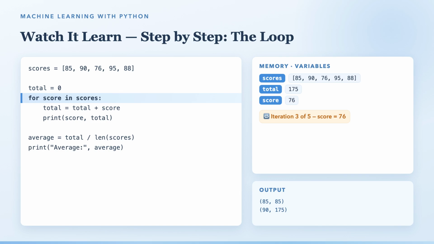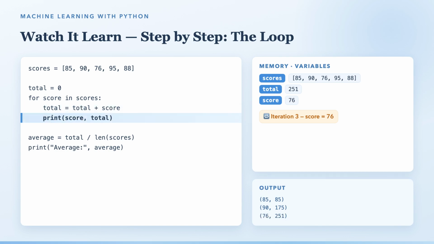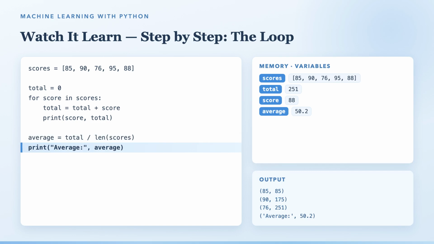First, scores holds our 5 numbers, then total starts at 0, an empty jar. The for line says, for each score in scores, do what follows. On the first pass, score is 85, total becomes 0 plus 85, which is 85, and print shows both values. On the next pass, score is 90, and total grows to 175, then 76 brings it to 251, 95 to 346, and 88 to 434. When the loop finishes, we compute average as total divided by len of scores. That's 434 divided by 5, and the final print shows average, 86.8.